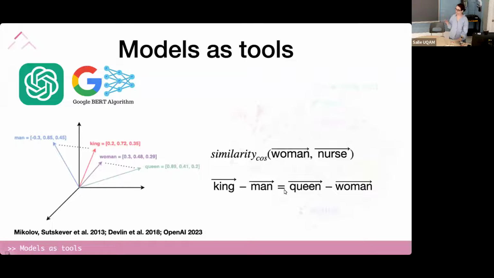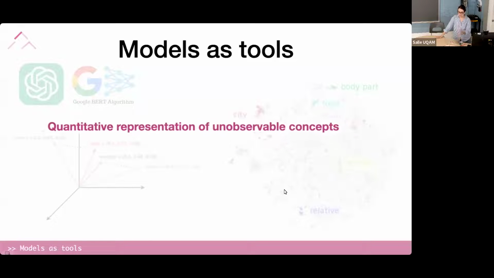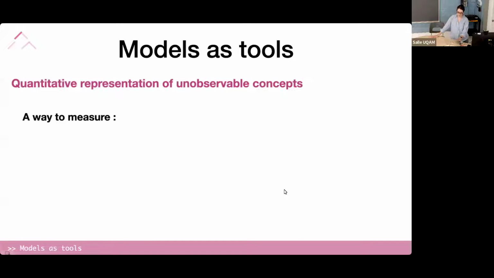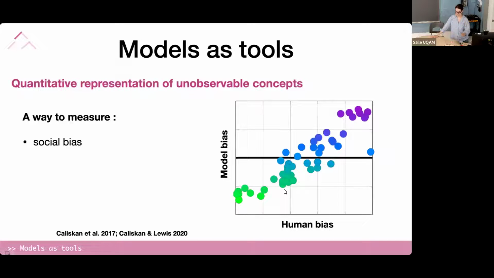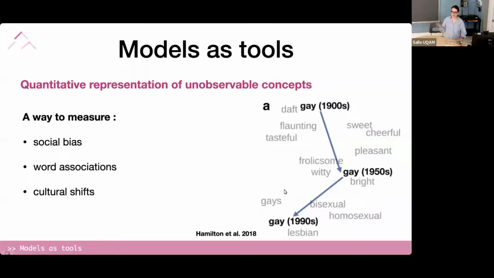What's happening when we use models this way is that models are giving us a quantitative representation for an unobservable concept. Using this approach, we were able to measure all sorts of things that we weren't necessarily able to clearly represent before. This has given us a way to measure things like social bias, word associations or meaning maps and how we might associate concepts in the mind, and finally, cultural shifts, measuring on a larger scale across people how different meanings may change.